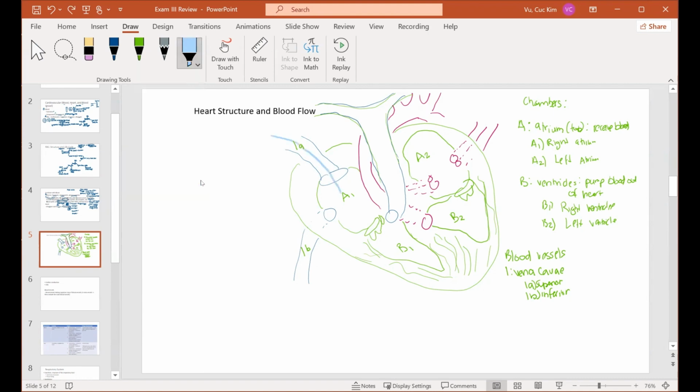So it goes through. Deoxygenated blood goes from the vena cava to the right atrium. And then from the right atrium, it's going to pass by this valve right here, and we'll get to that valve in a little bit. It enters into the right ventricle. From the right ventricle, it's going to pass through this valve, and then it gets into this blood vessel. And we're going to call that blood vessel number 2.